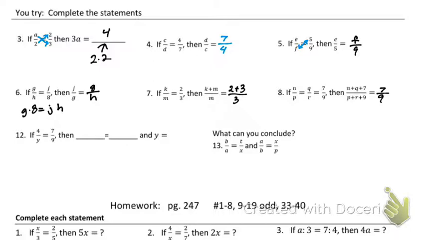All right, our next one says, if 4 over y equals 7 over 9, then blank equals blank, and then y equals some number. What would most likely go in those two blanks?